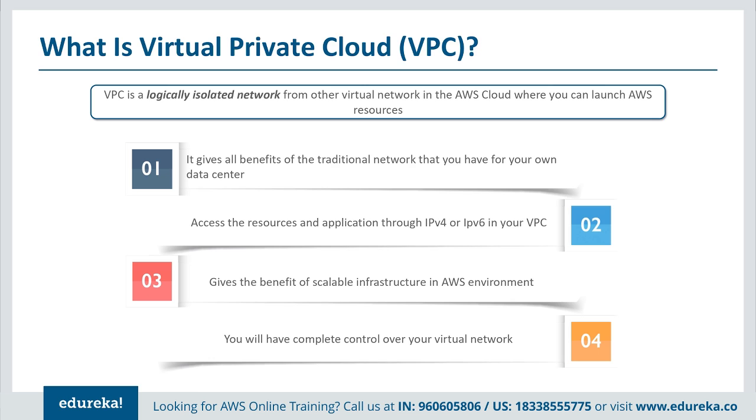So VPCs essentially allow you to provision a logically isolated section of the AWS cloud where we can launch AWS resources in the virtual network that we have defined. In real-time, it is very similar to what we do in traditional environments in terms of defining or creating a network. So the process is very similar. And we as customers get complete control over our virtual network environment, including selection of our own IP address range. This is a very important aspect, that you get to choose the IP address range of your choice.